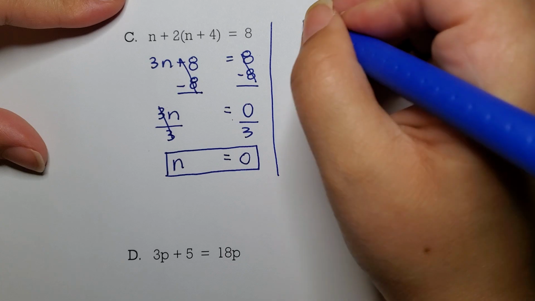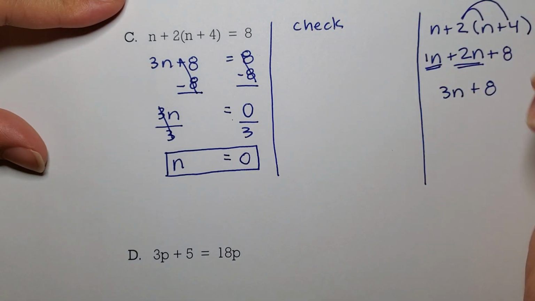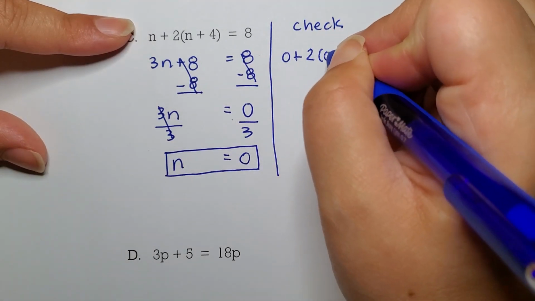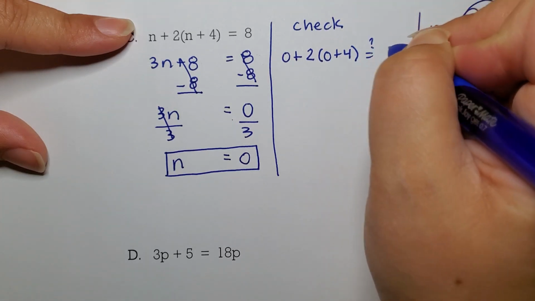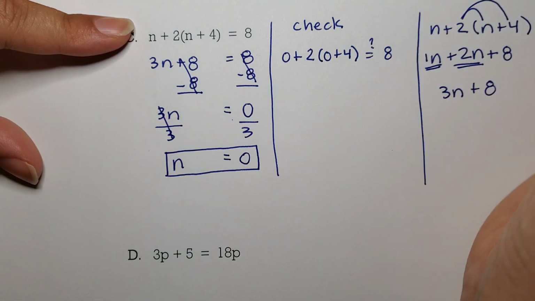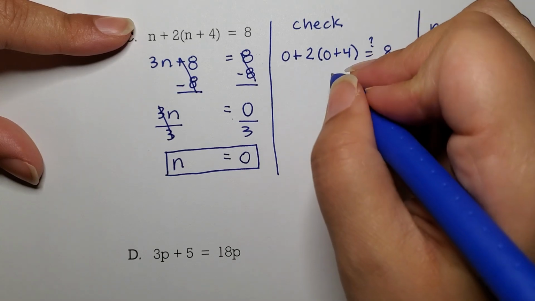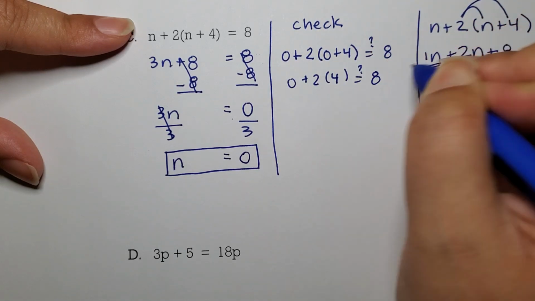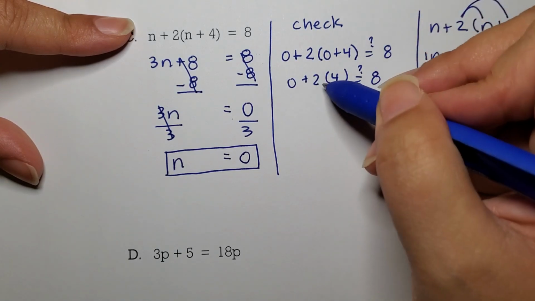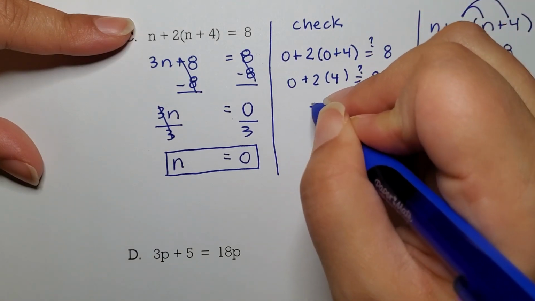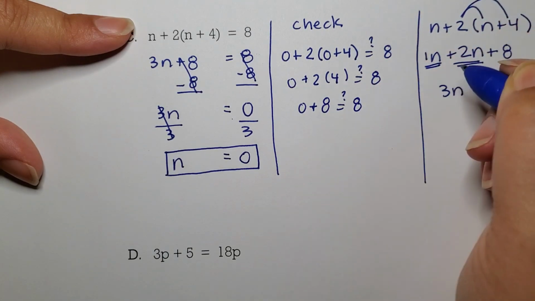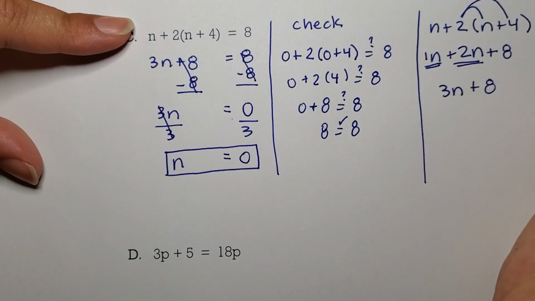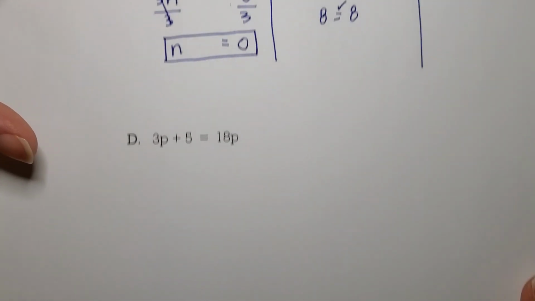So I'm going to see if I can squeeze in a check here. And I'm going to replace n with 0 wherever I see it. So 0 plus 2 times 0 plus 4, does that equal 8? Well, let's follow our order of operations. So 0 plus 4 is 4. I have to multiply before I add. So 2 times 4 is 8. And then 0 plus 8 is 8. So I get 8. It worked out. Okay.